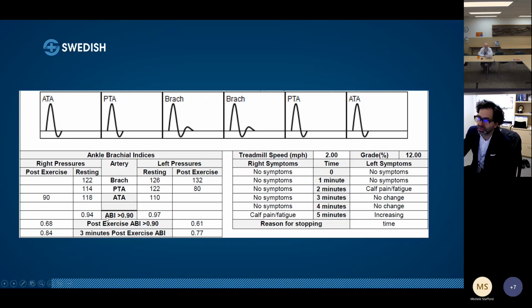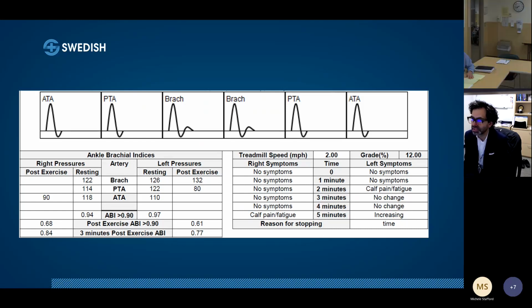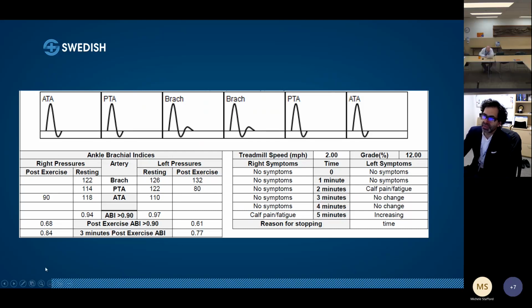So here's a patient with a pre of 0.94 and 0.97, which is normal at rest. You exercise them and they drop to 0.68, 0.61, which says that there is a hemodynamically significant stenosis that decreases the blood delivery after exercise. And they also come with these waveforms. So these waveforms look pretty normal at the anterior tibial and posterior tibial in both the left and right sides.